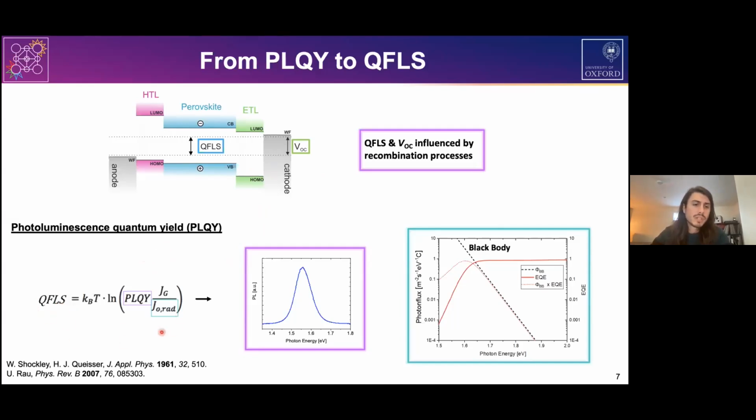If you focus on this relation here, we can express the quasi-Fermi level splitting in terms of the photoluminescence quantum yield, the generation current, and what we call J0 rad, which is the minimum amount of radiative recombination that happens in the dark in our device. I don't want to go into too much detail here, but I just want you to focus on the fact that the photoluminescence quantum yield and this J0 rad are two easily accessible quantities.